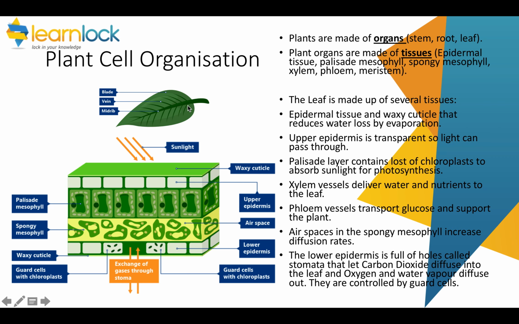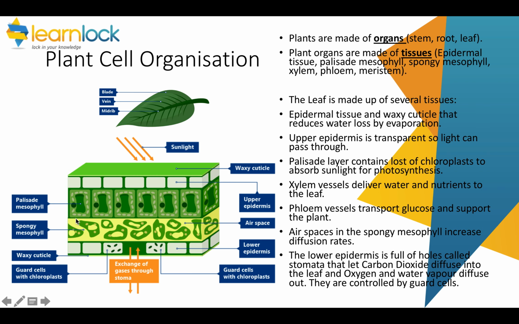So here, if you take a leaf like this and you zoom into the side of it, these are the different layers and the different tissues. You've got the waxy cuticle on top, and that reduces water loss by evaporation, so prevents water evaporating from the top. The upper epidermis is also transparent, so light can go through. You've then got the palisade mesophyll layer, and this has got lots of chloroplasts inside it to trap sunlight for photosynthesis. You've then got a spongy layer, which has got air spaces to allow for diffusion.